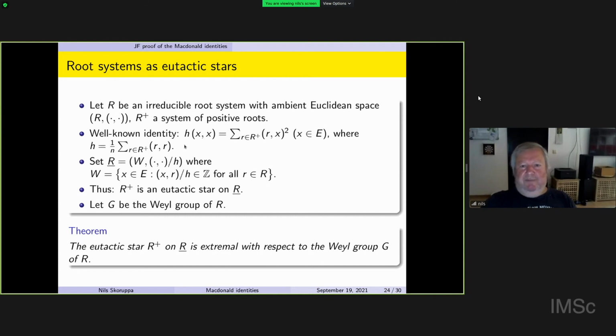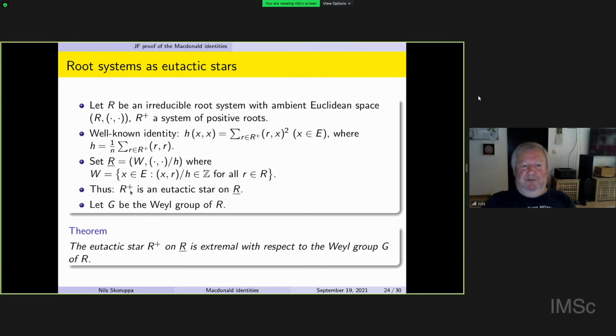And so we have this identity, and this means, if we do the right rescaling, so if we consider all X in E, so that (X, R)/H is in Z for all R in the root system, right? So this here is a lattice. And if you take the scalar product from the Euclidean space and rescale it by this number H, then this identity can be interpreted as: we have an embedding of this lattice R into Z to the n, where n is the number of positive roots that we have here.